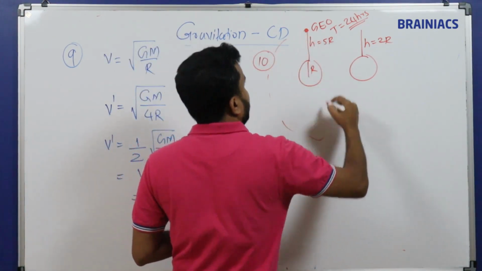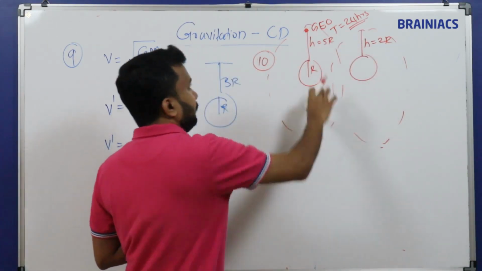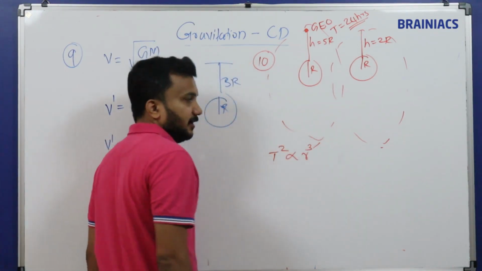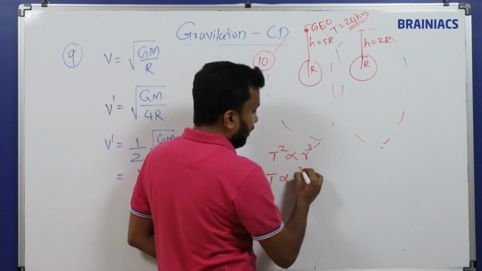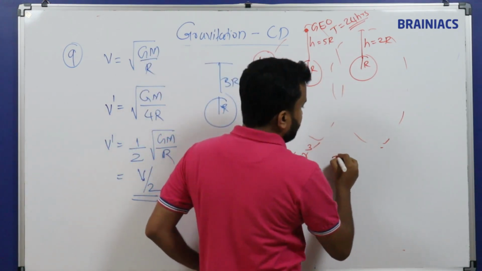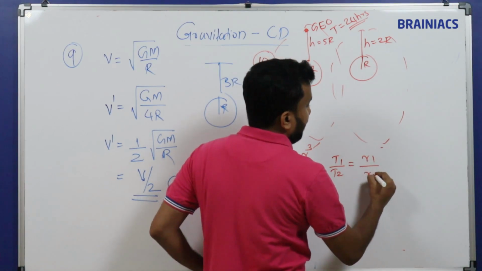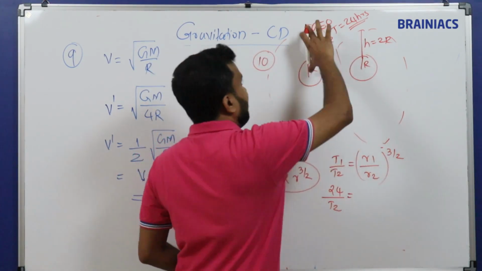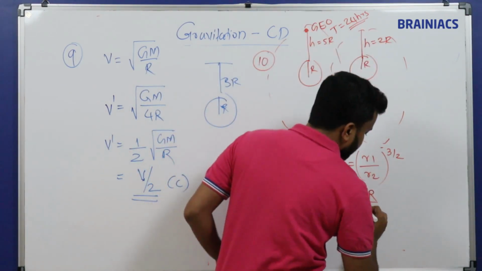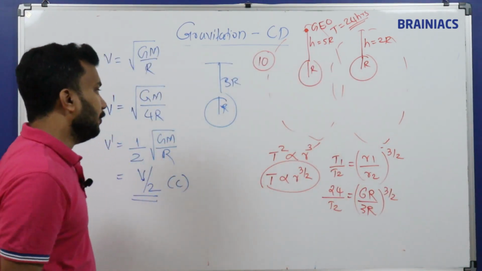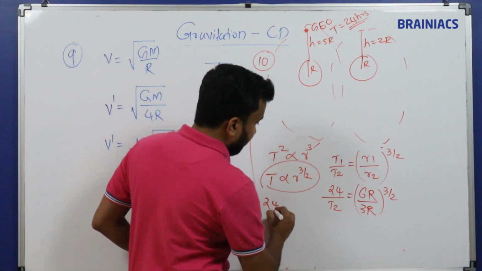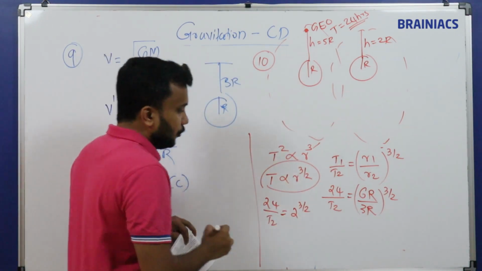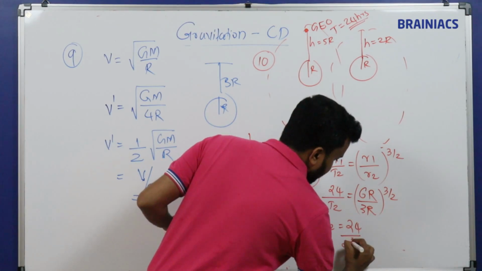So this is orbiting like this, and this is also orbiting like this. So the total radius is 6r here, and the total radius is 3r here. Okay, so we know T square is proportional to r cube as per Kepler's law. So T is proportional to r power 3/2. This is a general equation which we are applying over here. So T1 by T2 equals r1 by r2 whole raised to 3/2. T1 is 24 hours. T2, the second satellite's time period, has to be found out. First one has radius totally 6r, second one has radius totally 3r, whole raised to 3/2. Now we have to simplify. 24 divided by T2 is equal to 6r by 3r, that is 2, so 2 raised to 3/2. So T2 equals 24 divided by 2 raised to 3/2.